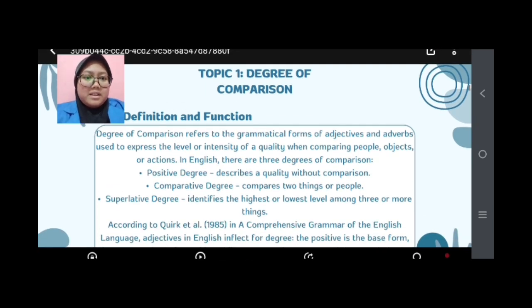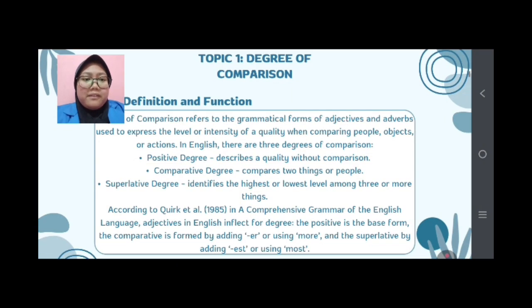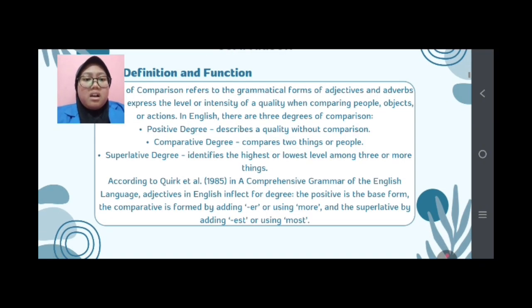The degree of comparison refers to grammatical forms of adjectives and adverbs used to express the level or intensity of a quality when comparing people, objects, or actions. In English, there are three degrees of comparison: positive degree, comparative degree, superlative degree. According to Quirk et al., in A Comprehensive Grammar of the English Language, adjectives in English inflect for degree. The positive is the base form. The comparative is formed by adding "er" or using "more", and the superlative by adding "est" or using "most".